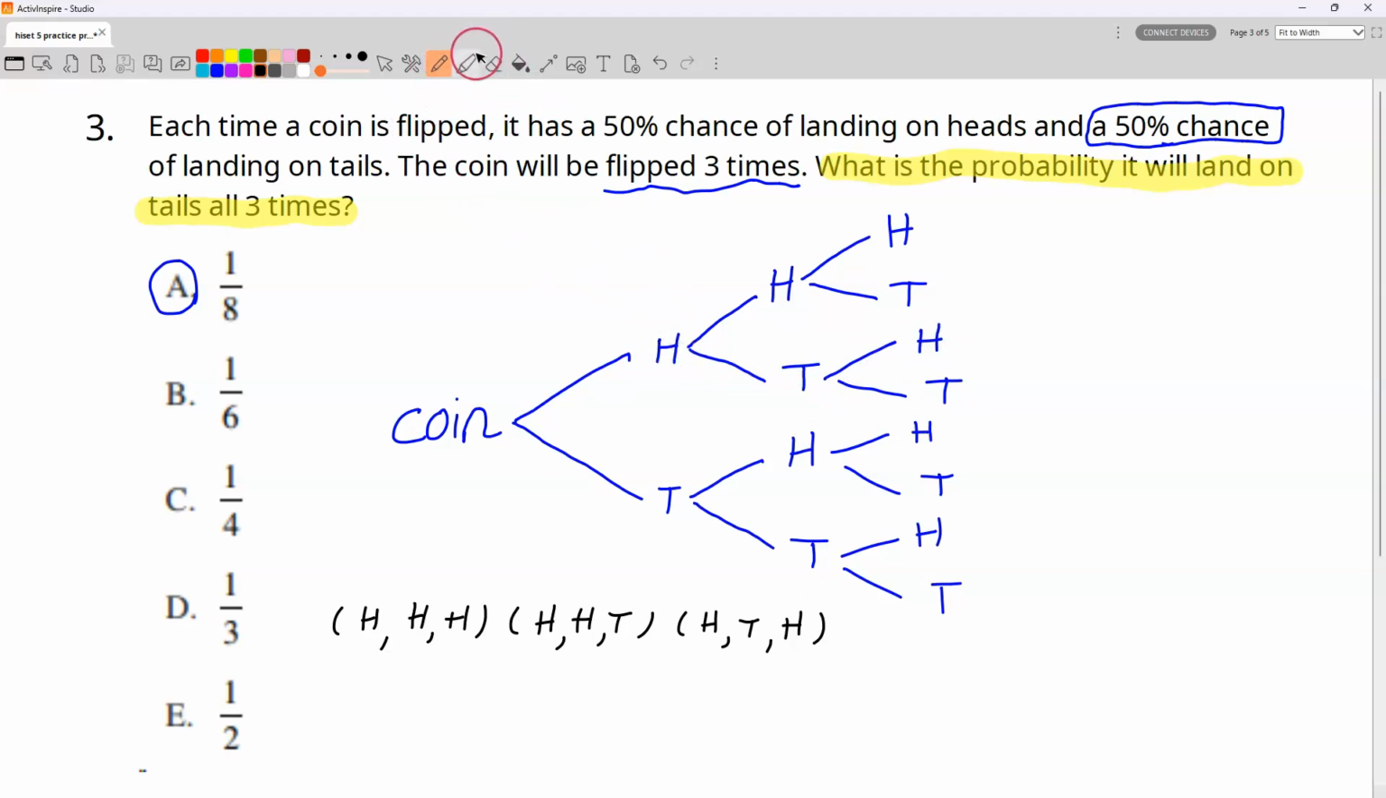The next one could be heads, tails, tails. That would be the next one, right? Heads, tails, tails.